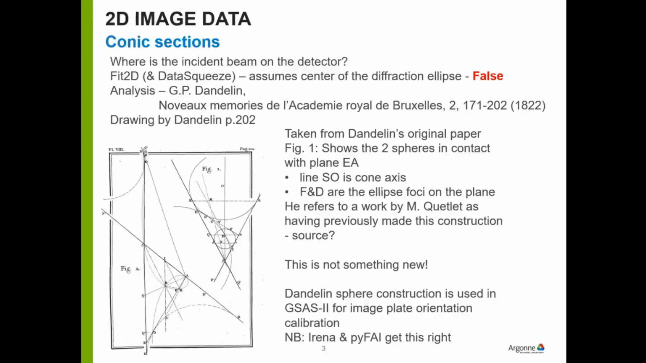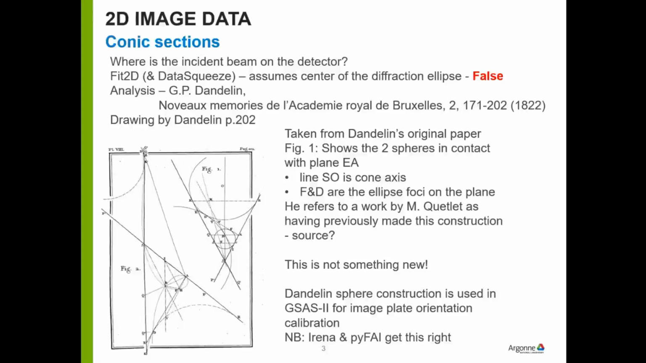Well, there's some rather popular and well-known software out there that does not get it right. Fit2D in particular, and another one called Data Squeeze, assumes that the center of the diffraction ellipse is the position of the beam. This is false. This is geometrically false.